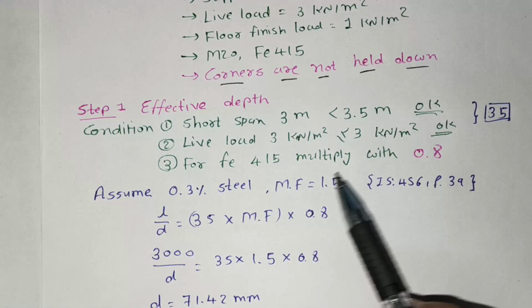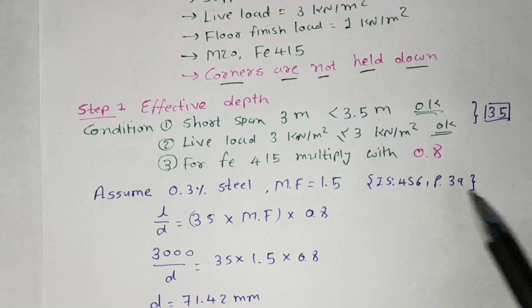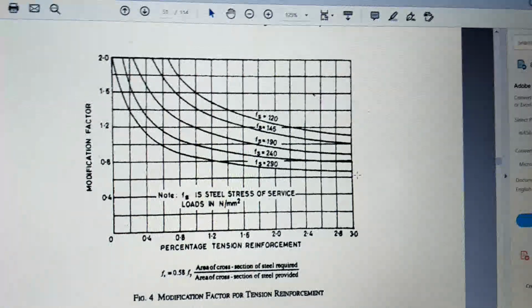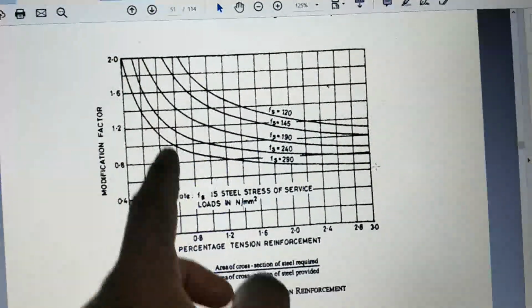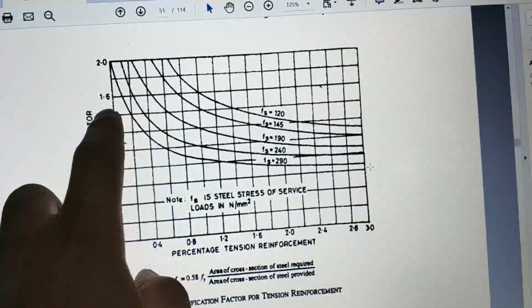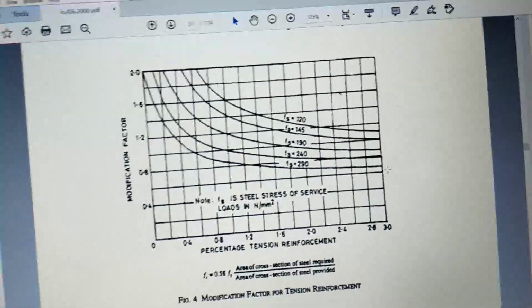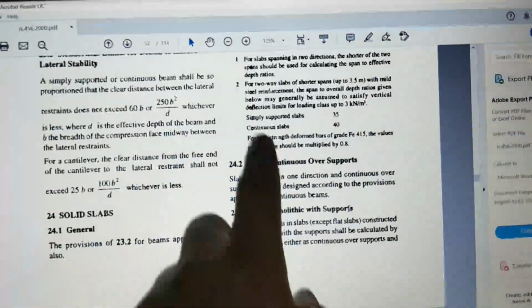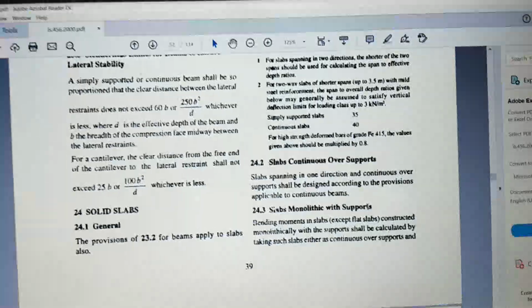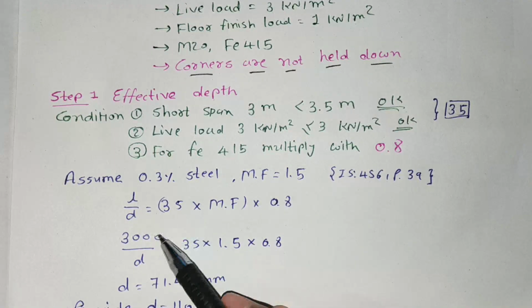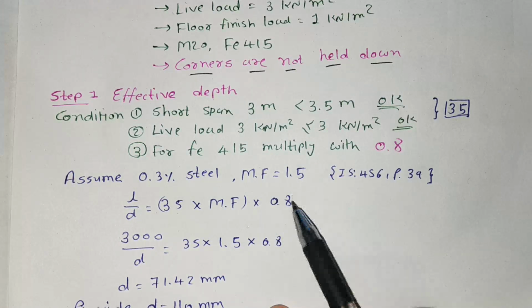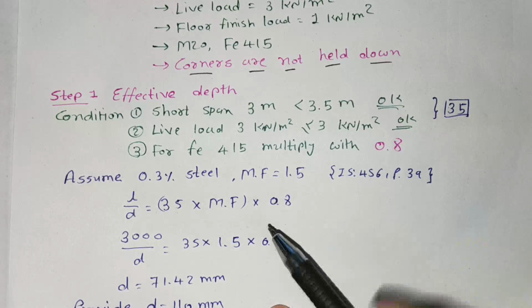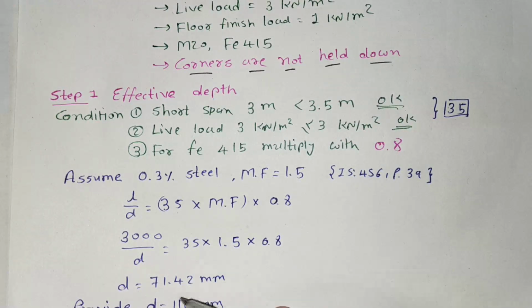Assume 0.3% steel, and we have to calculate the modification factor using IS 456 page number 30. This is the 240 graph and this is the 0.3% steel we assume. So almost here we get the modification factor 1.5. This is the condition of simply supported slab where we use L by D 35, and the modification factor multiply by 0.8 because this is Fe415 steel. So we got the depth 71.42 mm and around that we provided 110 mm.